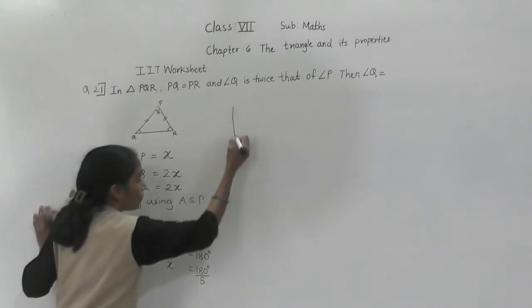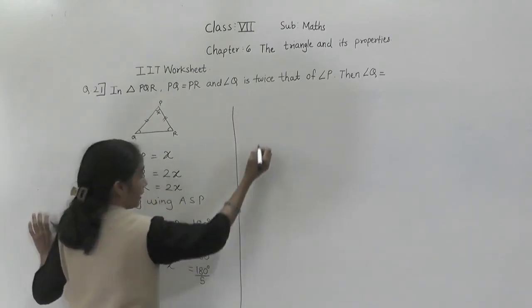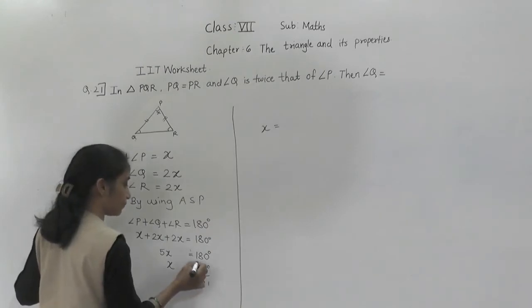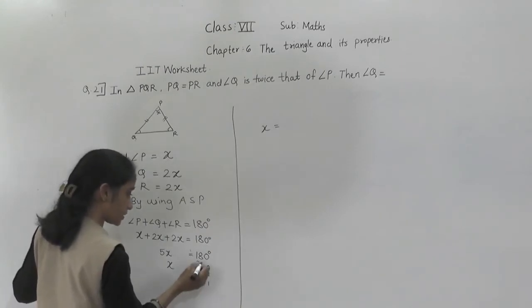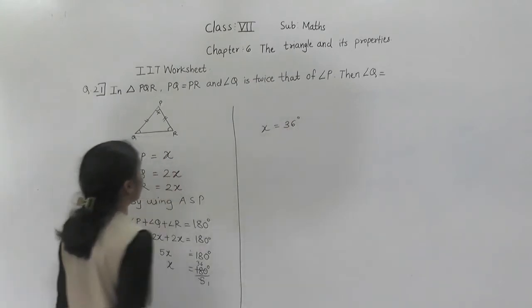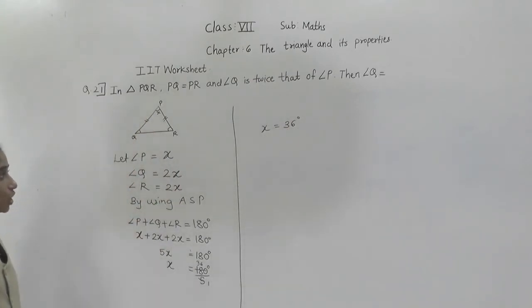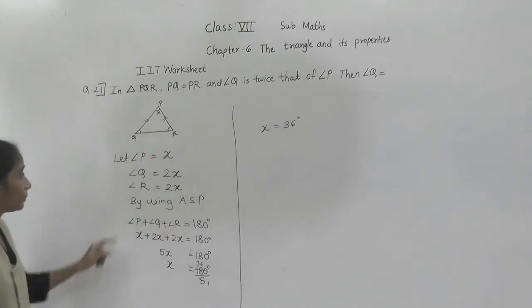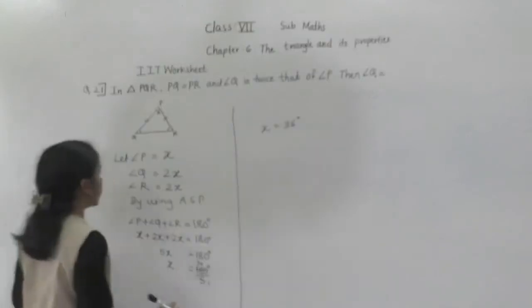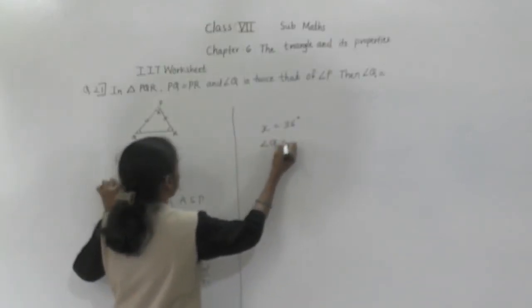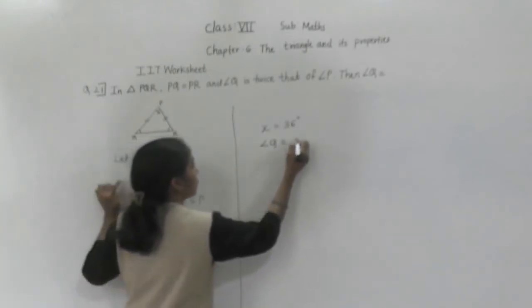So X is equal to 180 upon 5. Reducing, 5 3s are 15, 5 6s are 30. So X, how much did we get? 36 degrees. So angle P is 36 degrees. And angle Q is twice that of angle P. Angle Q, how much is it given? 2X.